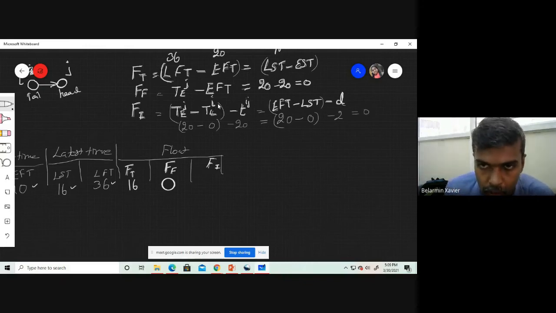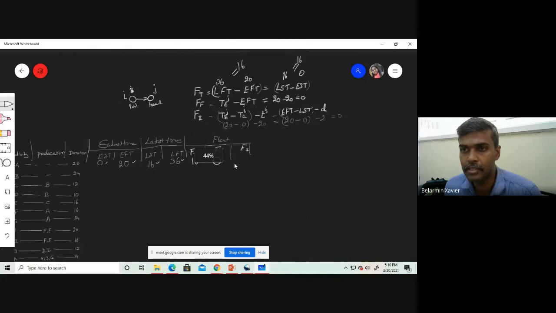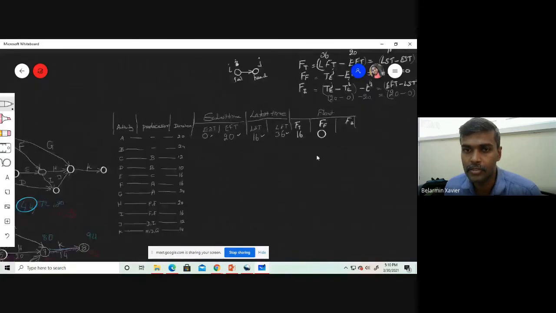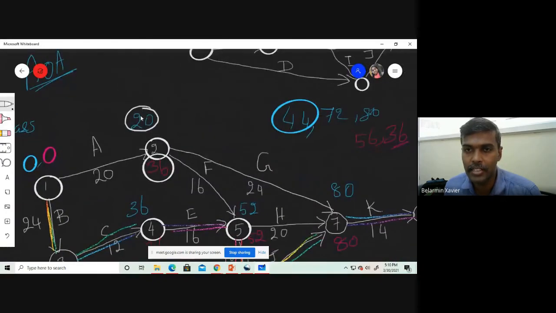Next is independent float. The independent float formula is earliest occurrence time of j minus latest occurrence time of i, that is TE of j minus TL of i, the whole bracket minus the total duration, that is T of ij, or you can simply mention D. Okay, so it is also equal to earliest finishing time minus latest starting time. If you put this formula, we can refer to this TE of j.